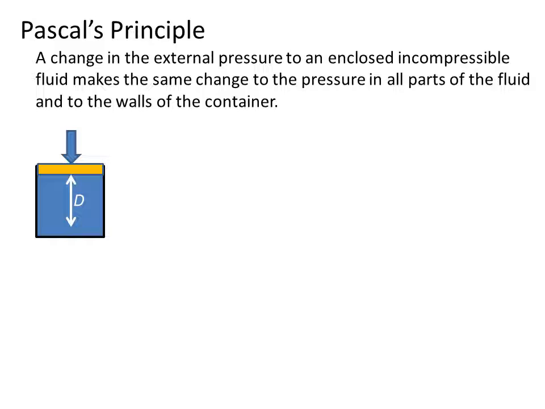Here we have our container. It has a piston on top, and we're going to be pushing down that piston with some force, or changing the pressure on top of this piston. So the pressure at some depth d in the fluid is equal to the external pressure that's being applied plus rho, the density of the fluid, times the depth times g.